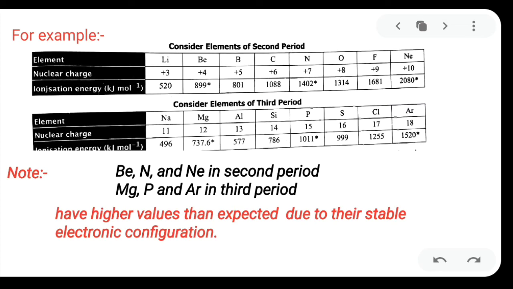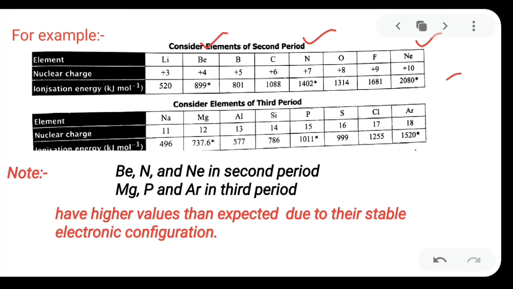Let us see the example in the second period. You can see there is a gradual increase in the ionization energy from lithium to neon with a few exceptions. The star marks represent the exceptions. The exceptions are beryllium and nitrogen. Neon is not an exception, you cannot say, but there is a very high increase of the ionization energy. Why? Because it is a noble gas and it has a very stable configuration.